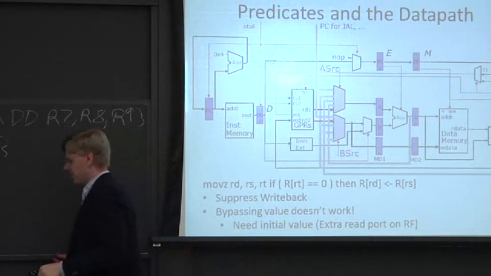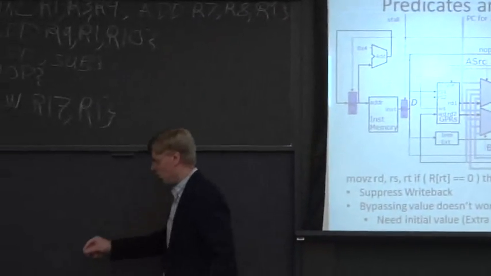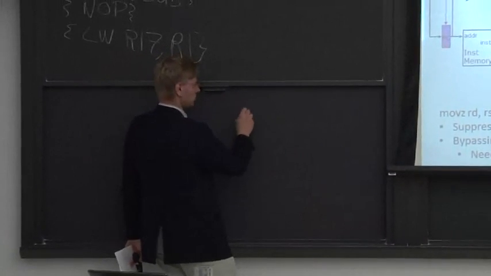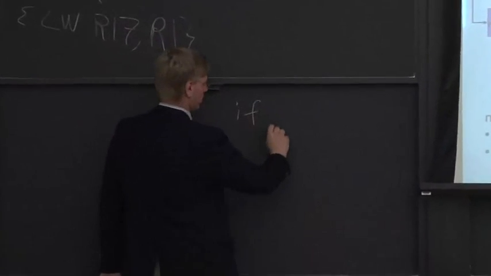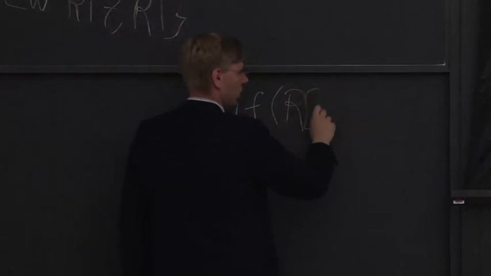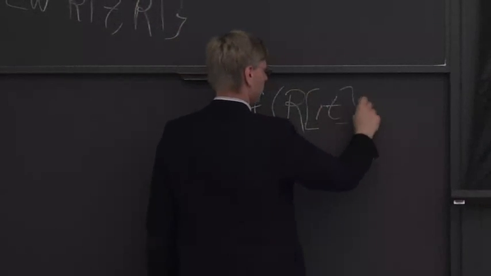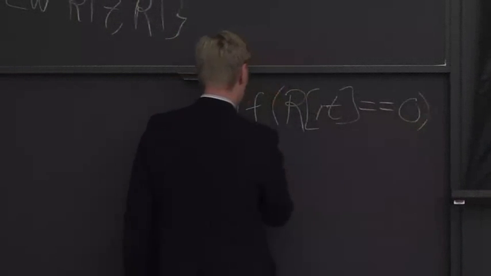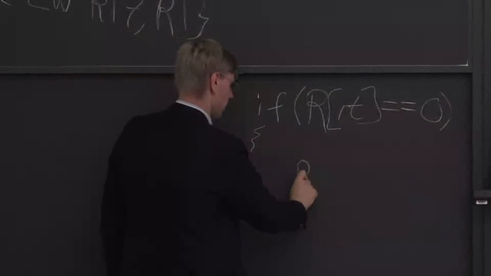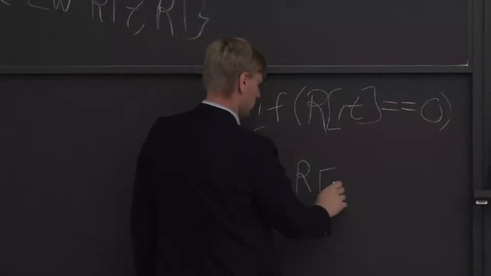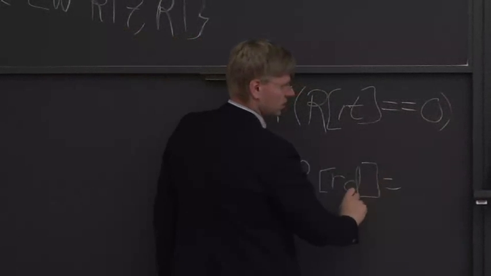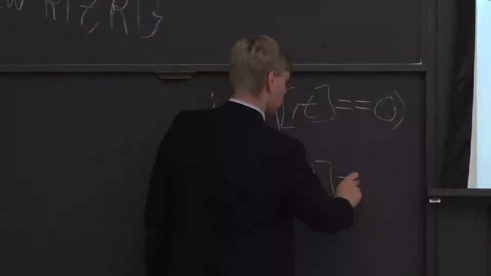So sort of to draw this a little bit more succinctly, because this is pretty important, we have if the register value of RT equals 0, we have R of RD gets RS.